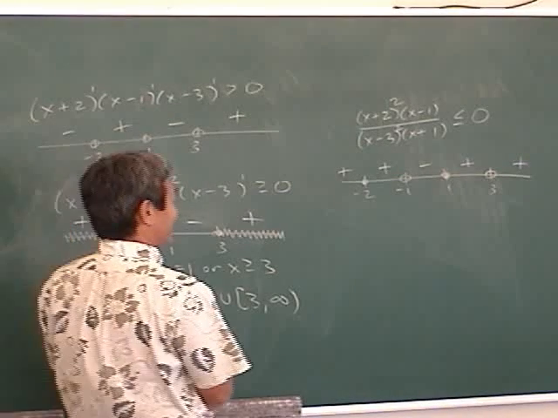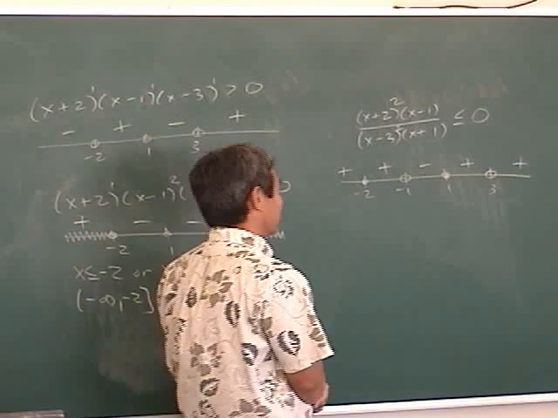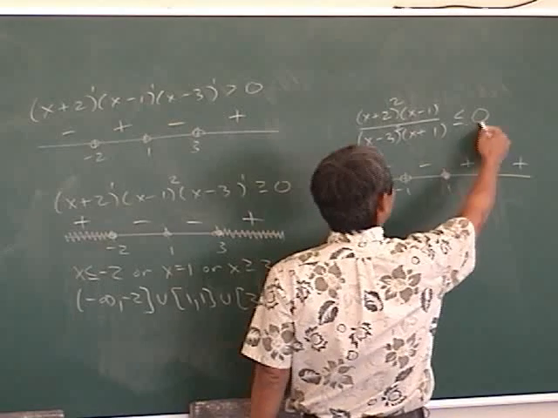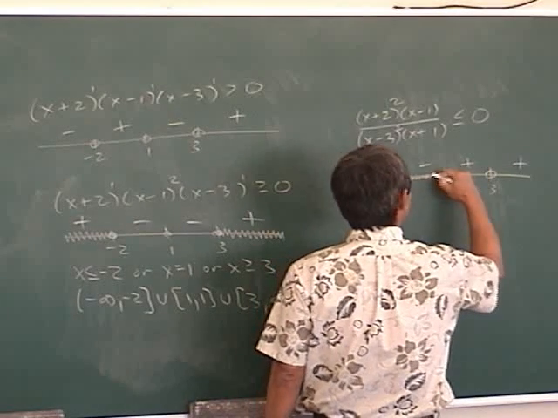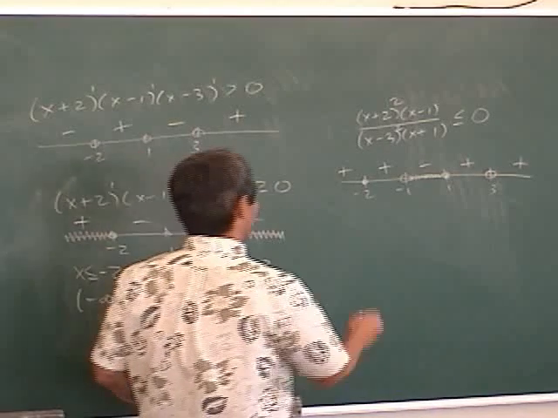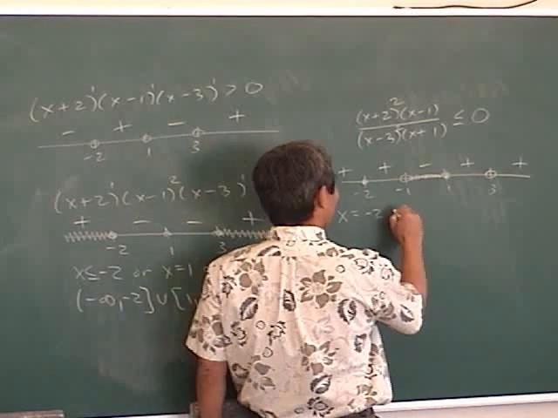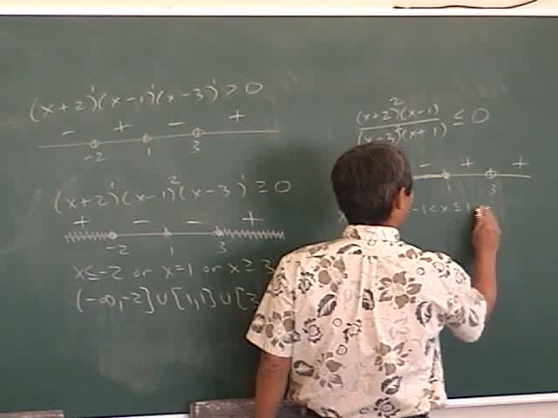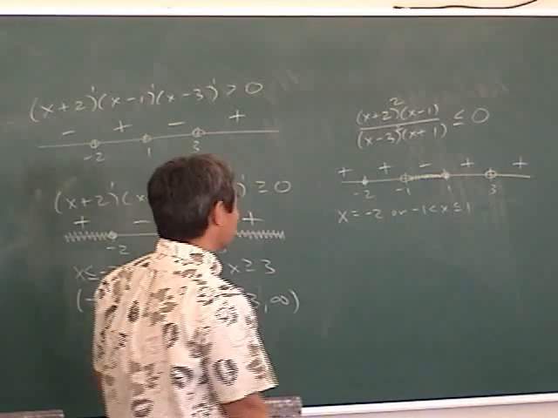And like I said, even if you don't know the shortcut, right? Just plug in numbers in between. And we're looking for less than or equal to 0, so we're going to shade in the minus. And then whatever you see on the number line, that's your answer. So, x equals -2, or -1 is less than x is less than or equal to 1, and that's it. That's your answer. That's nothing else.